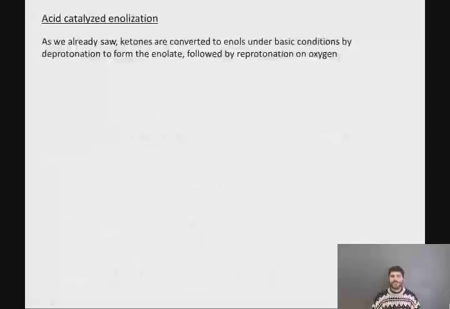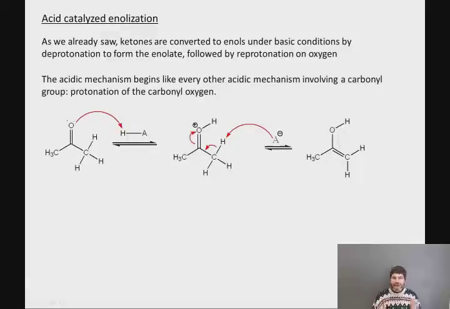So we mentioned before that you can convert a keto form to an enol form under basic conditions. You simply deprotonate it and reprotonate it. So deprotonate on carbon, reprotonate on oxygen. But I mentioned that these compounds are in equilibrium under either acidic or basic conditions. So we have to finish this lesson by considering the acidic mechanism for enolization.